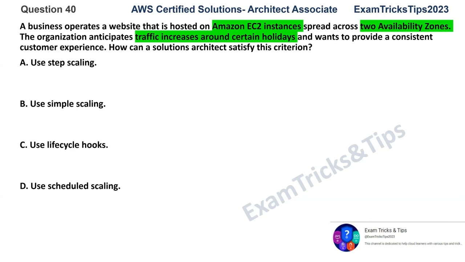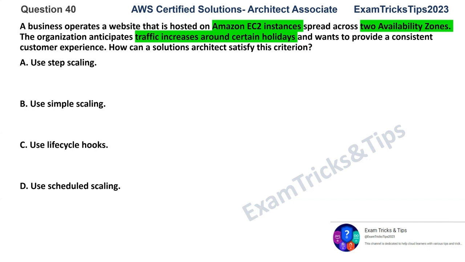So first option, it says use step scaling. So what problem do we have here? We have a solution that is using Amazon EC2 instances across 2 availability zones, and we are expecting a traffic increase during certain holidays. When we say certain holidays, that means, let's say, Christmas or a Black Friday event. So when are you going to get a higher demand in your traffic? You know the time. Now, if you are able to put some scheduling around that particular period, then you would be able to solve this problem. And that's how you can choose the answer.